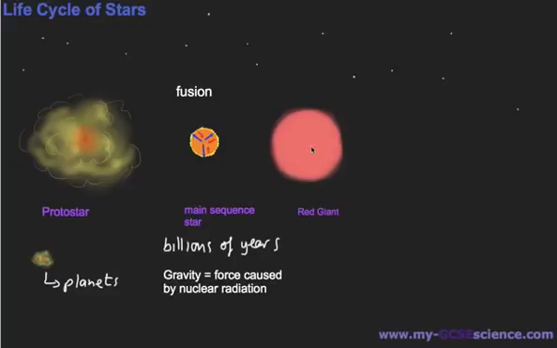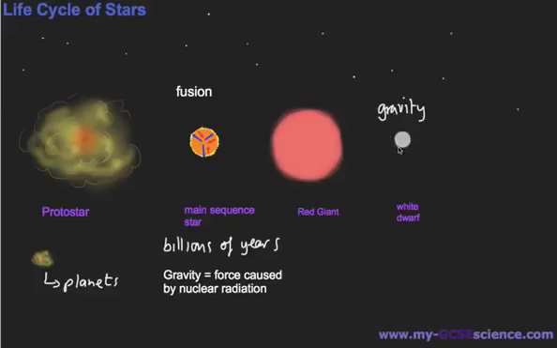So a red giant is the main sequence star which swells out, and that will eventually run out of its fuel, and that will then shrink into what we call a white dwarf. It will collapse under the force of its own gravity. So gravity plays a lot of parts in the life cycle of stars. It will collapse under the force of gravity.